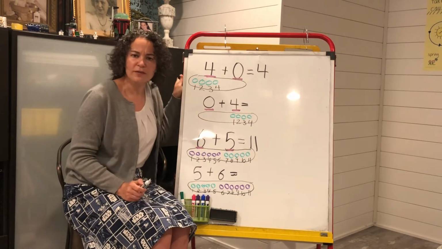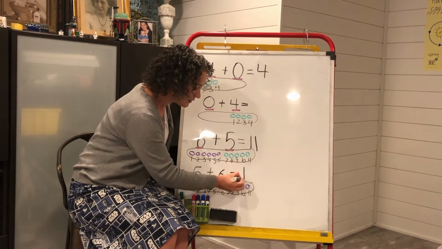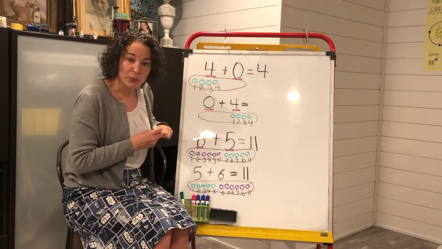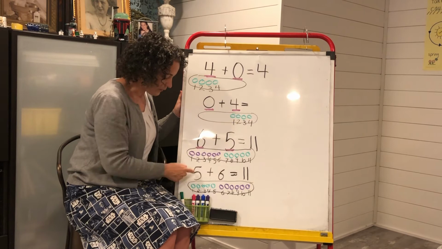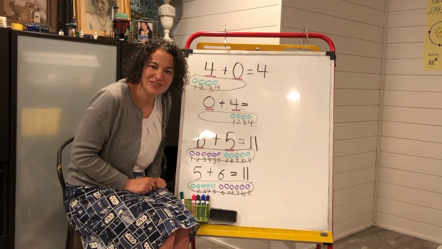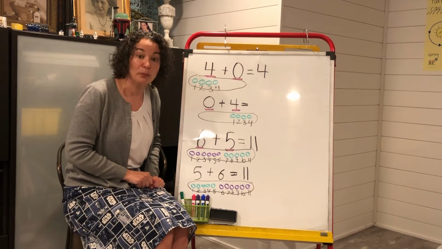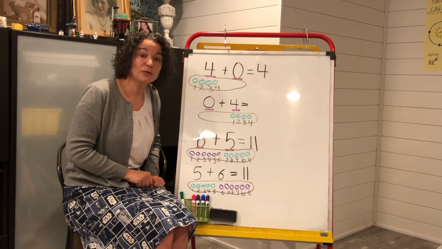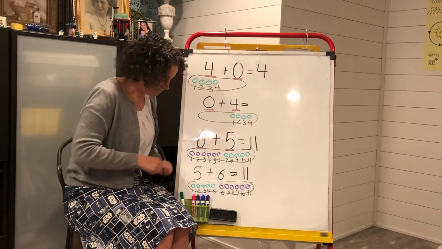So my friends, what is the sum of 5 plus 6? Yeah, it's 11. And what is the name of the property that makes 6 plus 5 equals 11 and 5 plus 6 equals 11? Do you remember? Yes, it's the commutative property, my friends. Commute means to move around. So the commutative property means we can move around our addends.